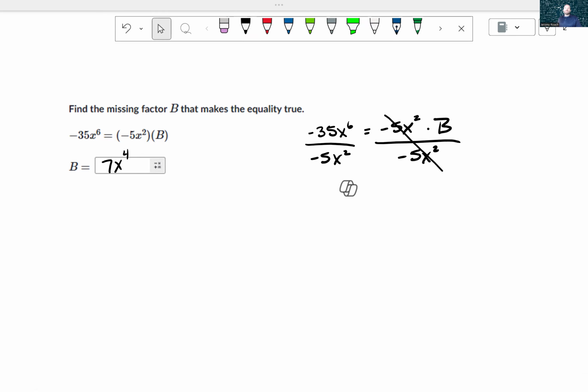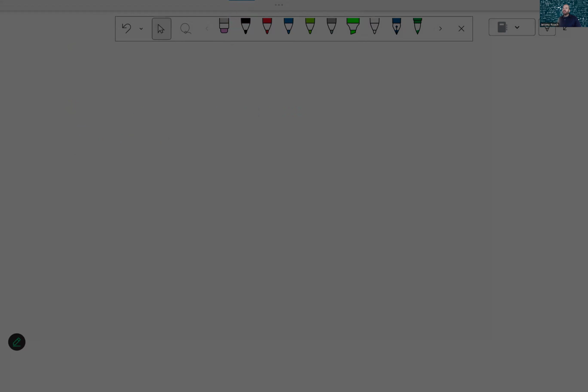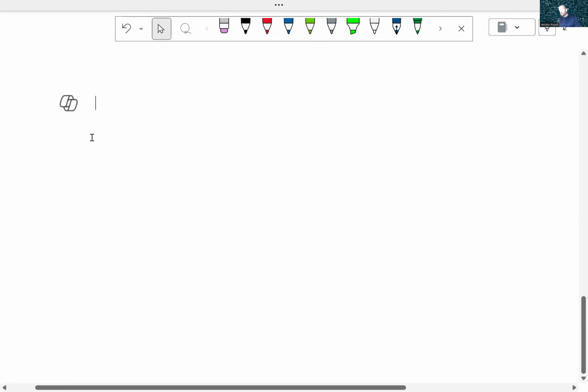Okay, so that's factoring monomials. Next, we want to look at the greatest common factor. They're going to tell us three different values, and they're going to be number and letter combinations. So it says, what's the greatest common factor of these three values?